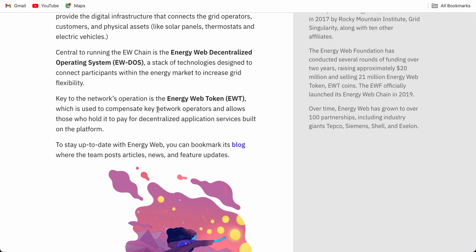Key to the network's operation is the Energy Web Token EWT, which is used to compensate key network operators and allows those who hold it to pay for decentralized application services built on the platform. So EWT has a utility, it has a use case, it can be used for transactions, used for paying for decentralized application services built on the platform.